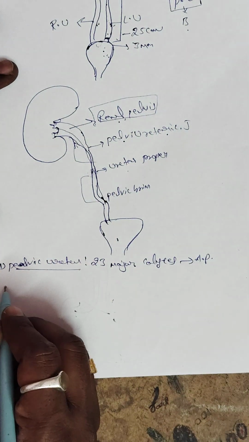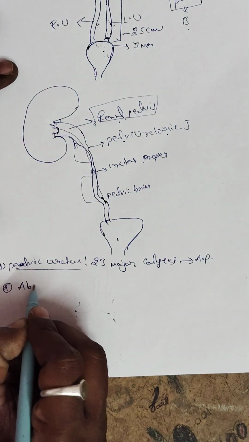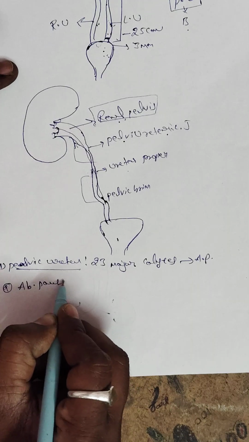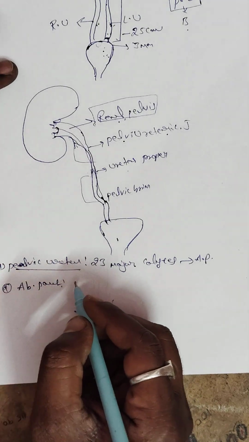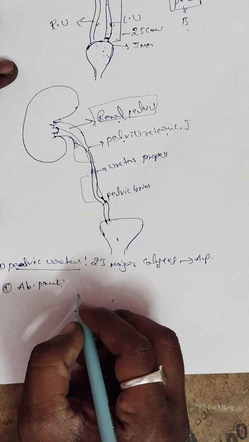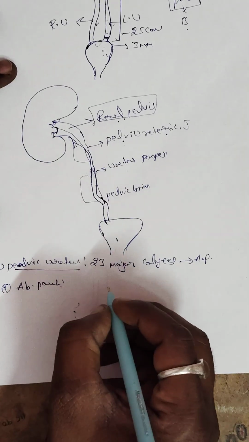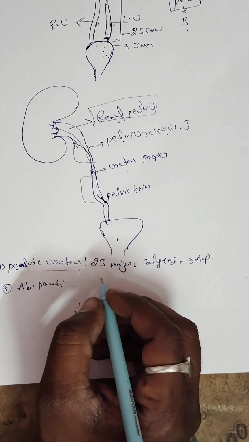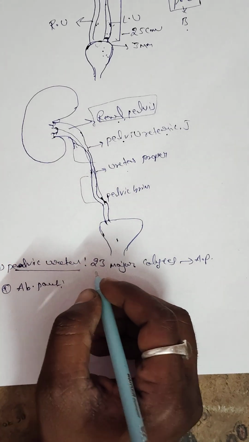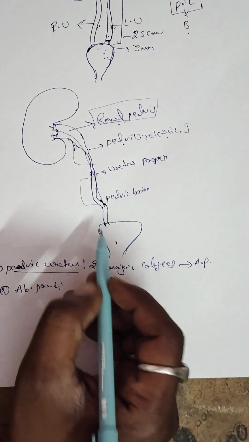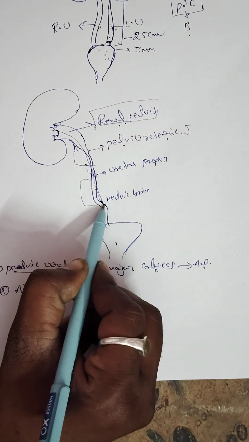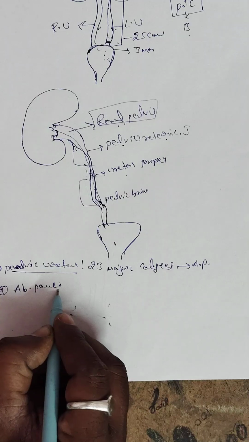This is the first point. And the second one is the abdominal part. It runs below the peritoneum of the posterior abdominal wall and the peritoneum of the pelvic cavity. It crosses the iliac arteries, like this, the iliac artery up to here. That is the abdominal part.